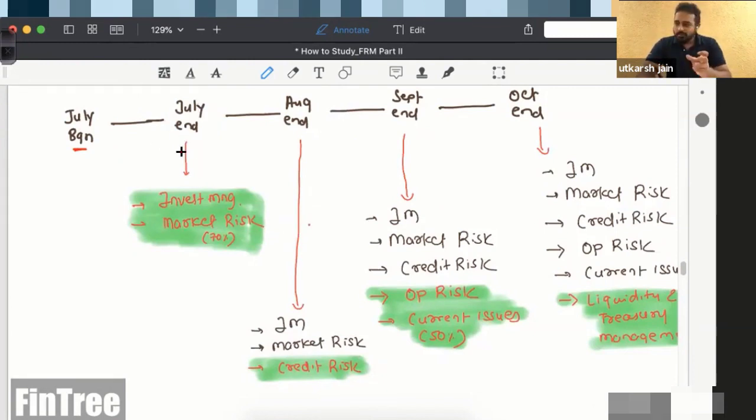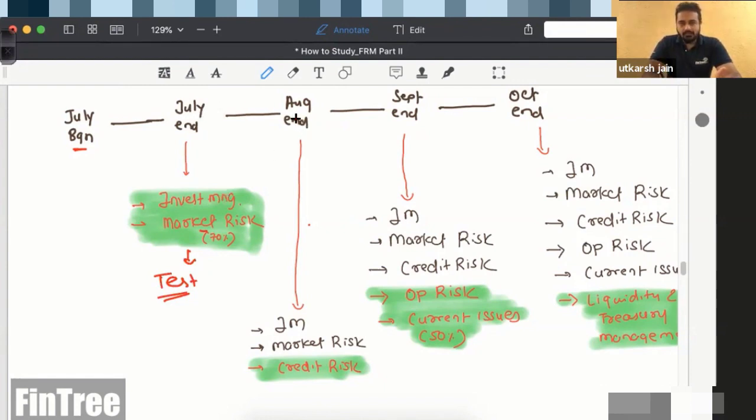Now I've front loaded content a little bit, and I've gone slightly more aggressive. So here in the first month, we are going to try and pull off the whole of investment management and the whole of market risk. And what we have decided to do is that at the end of July, we would be conducting a test for you on these two subjects with first 70% of the readings of market risk and the investment management.